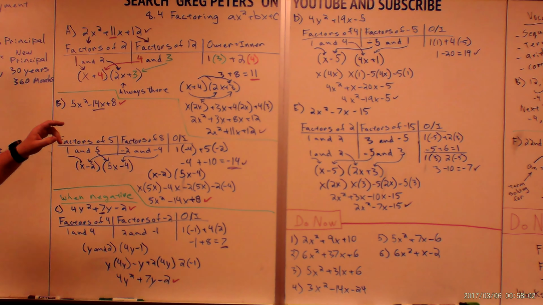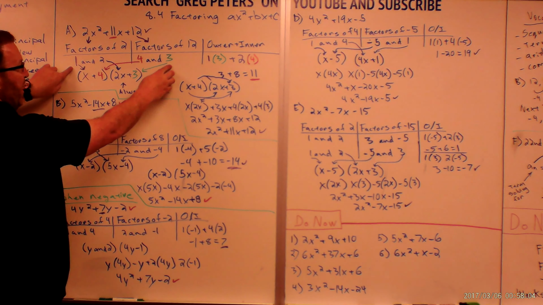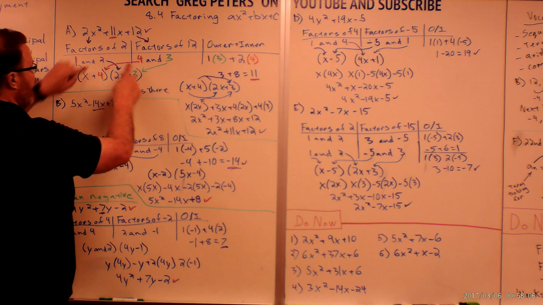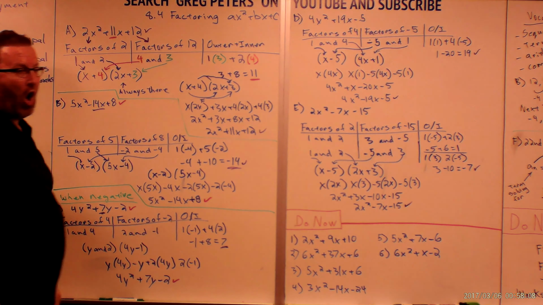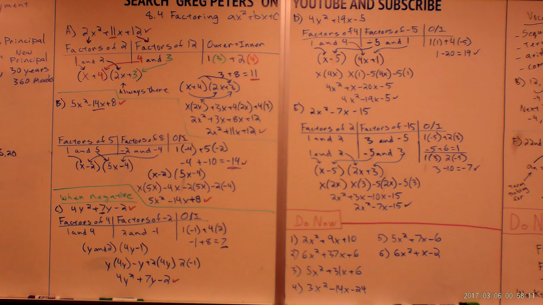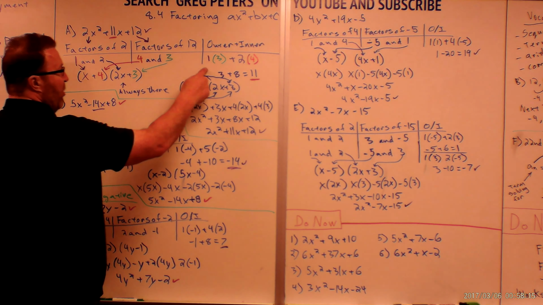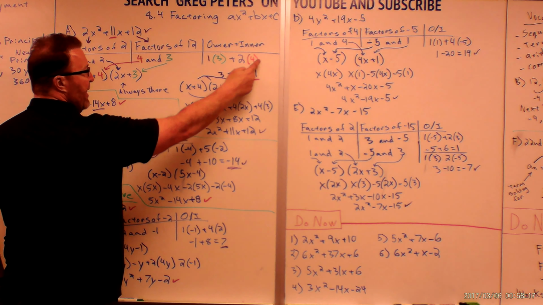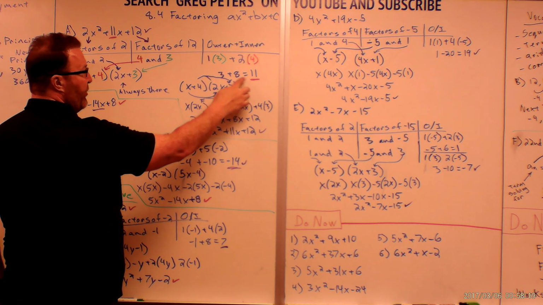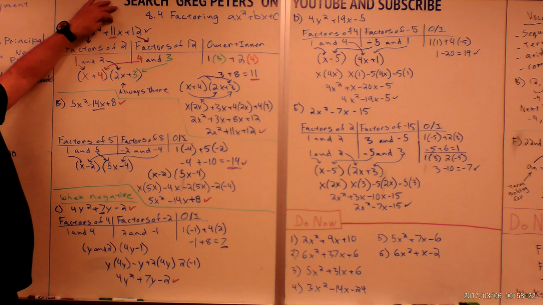Now we have to do outer inner. I color coordinate these on purpose. So 1 and 3, the outers. Inners, 2 and 4. It's always that way. Okay? Now, this is parentheses, so we're multiplying. So 1 times 3 is 3, 2 times 4 is 8. We add these together. 8 and 3 is 11. That's our middle number. We're good.